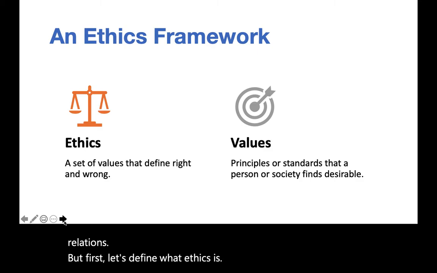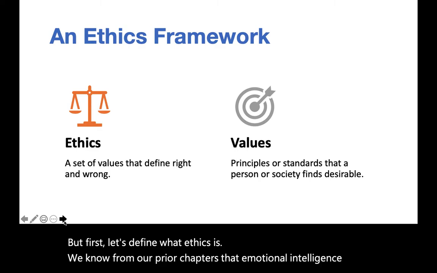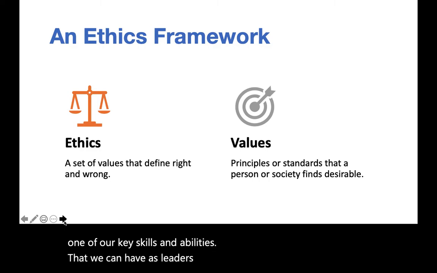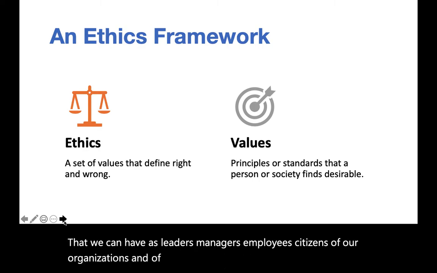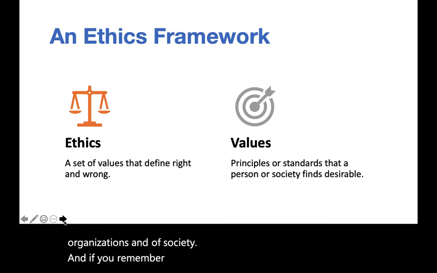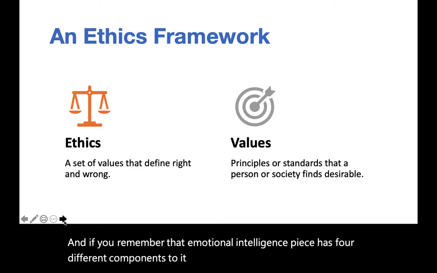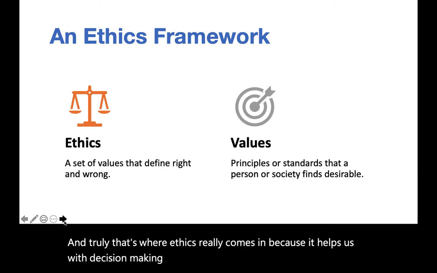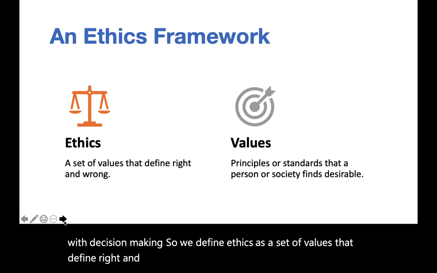We know from our prior chapters that emotional intelligence is one of our key skills and abilities that we can have as leaders, managers, employees, citizens of our organizations and of society. And if you remember, that emotional intelligence piece has 4 different components to it, and one of them is self-management. And truly, that's where ethics really comes in, because it helps us with decision making. So we define ethics as a set of values that define right and wrong.